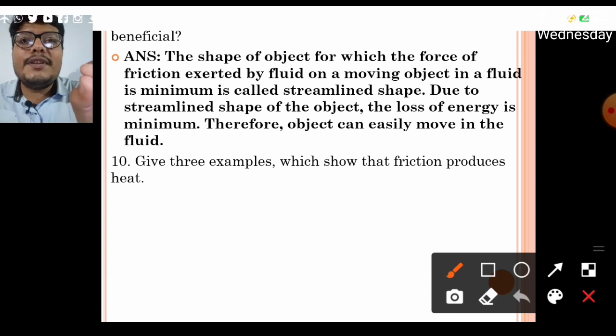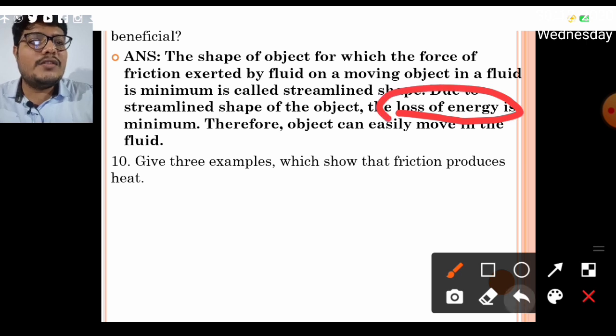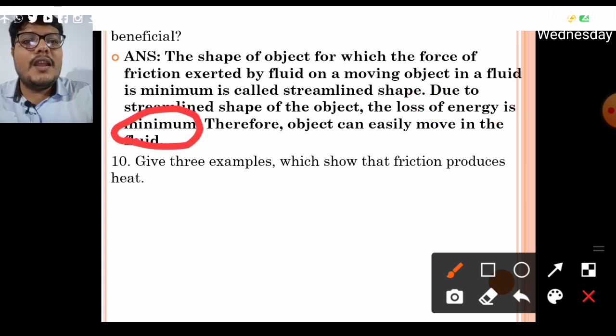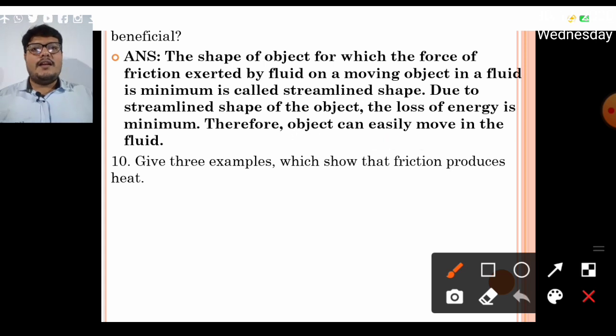Now what happens with the streamlined shape? What is the benefit? Due to the streamlined shape, the loss of energy of the object is minimum, and therefore the object can easily move in the fluid.